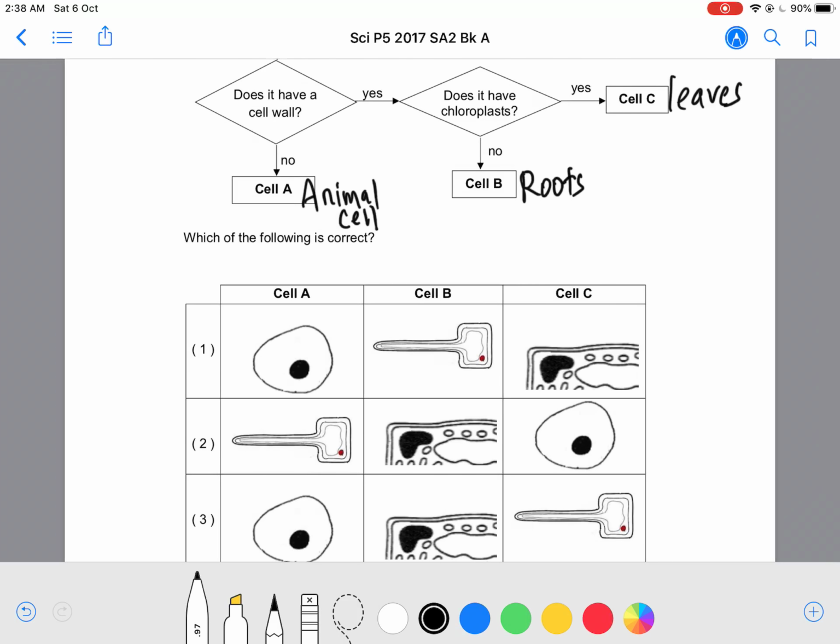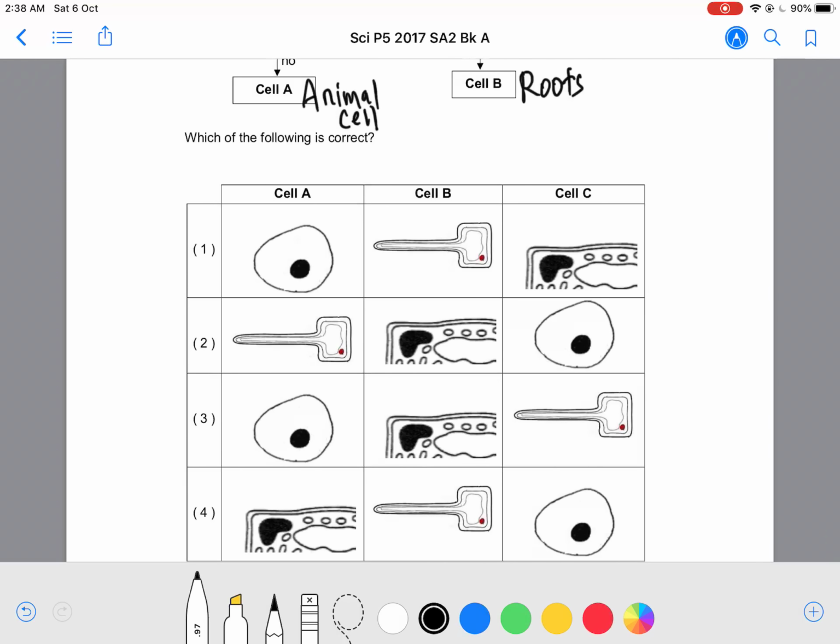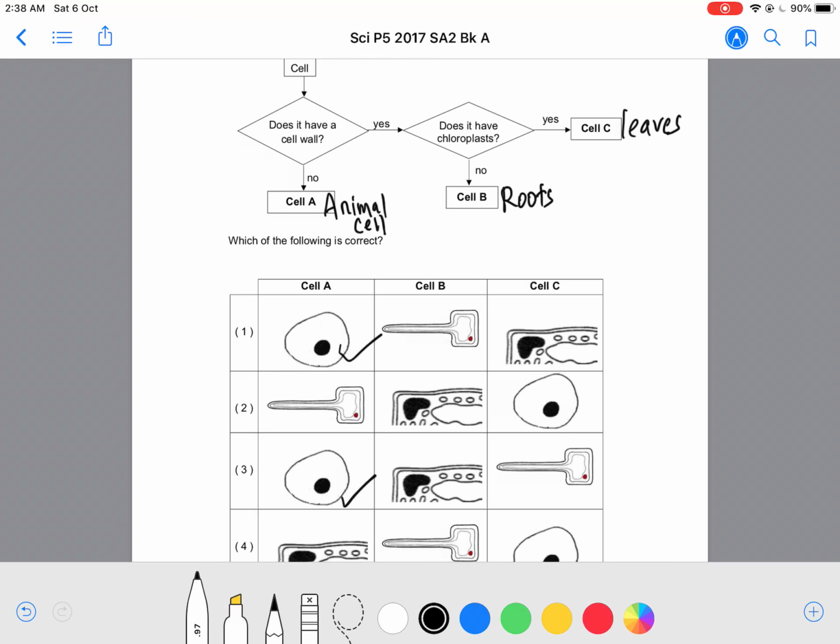Okay, so let's take a look. Which are the possible answers? A must be an animal cell, so this one. Okay, B and C. B will be a root cell, but C is a leaf cell with chloroplast. So chloroplast is all these little bubbles. So yes, this one, no chloroplast, this is wrong. So you are left with option number 1. Option number 1, root cell has cell wall but no chloroplast, right? So this one is also okay.